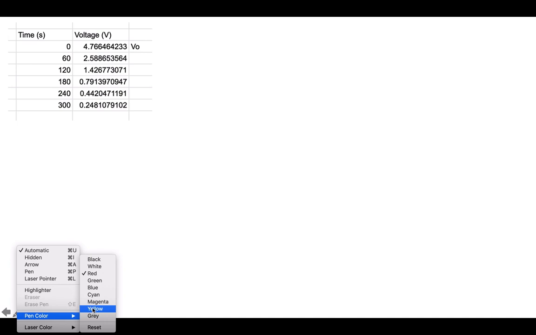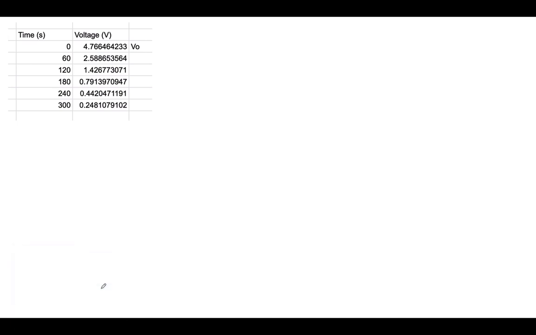And let's make a pen, shall we? Blue pen land. All right. There we go. So our formula for this is that the voltage at any time is the original voltage times e to the minus time divided by RC. And RC is the time constant.